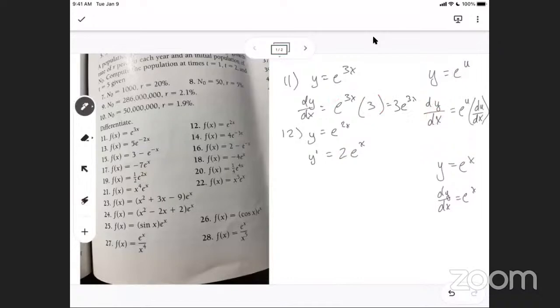3e to the 3x. That's the right way to write that. Okay, so there's the answer for number 11. There's the answer for number 12. Number 13.